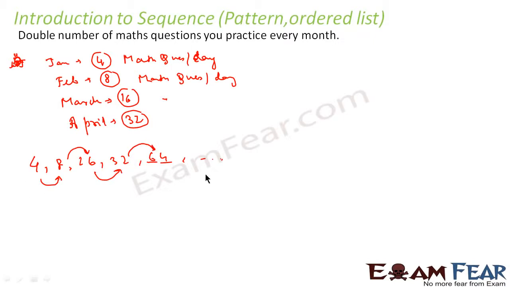That means there is a pattern here. All the numbers are in an ordered list, in increasing order, and there is a pattern. The pattern is that the nth term and the n plus 1th term have some relation. Any kind of pattern is called a sequence, and that pattern should be an ordered list. We'll go through this in detail. Just understand what a sequence is. Sequence is nothing but an ordered list which has a pattern.